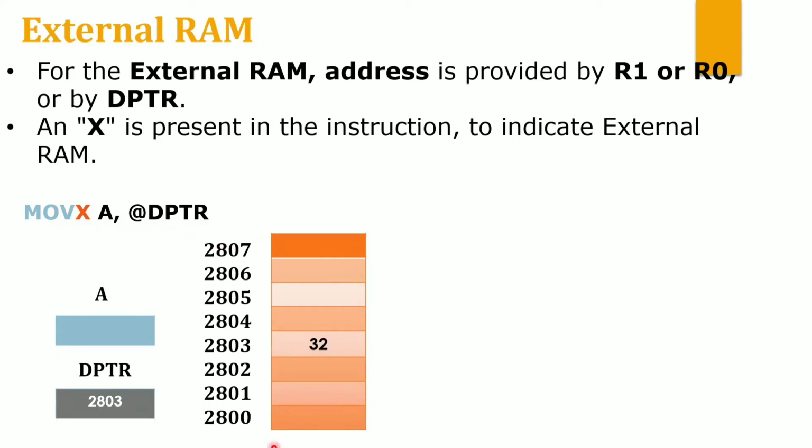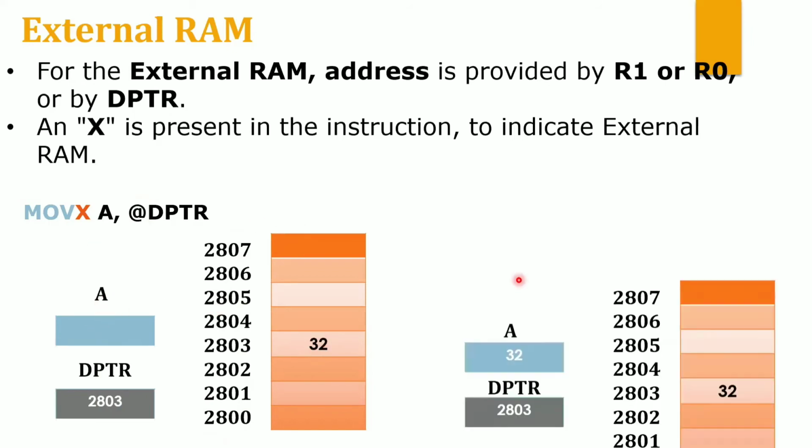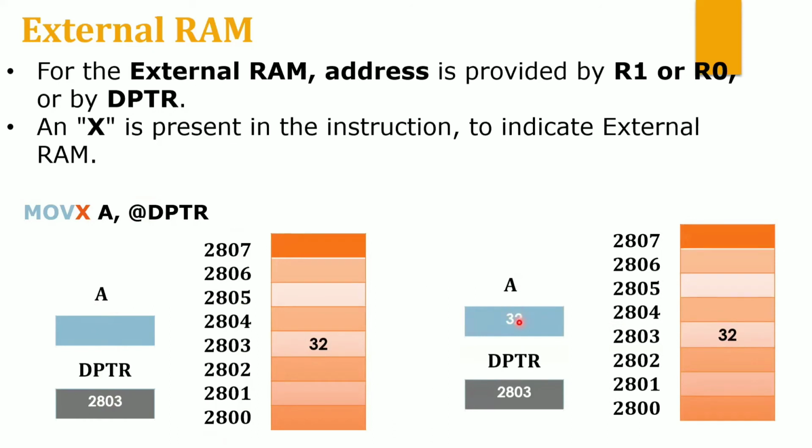Now see, the addresses are changed to 4-digit hexadecimal numbers. Why? Because the external RAM has a 16-bit address bus. Now in DPTR, I am having a value 2803. What is 2803? It is nothing but the address, because I have written @. So whenever there is @, this value becomes your address. In this address location, I have a value 32. After executing this instruction, the value 32 will be copied to your A register. Did you understand this much? Right. Now we will take another example.